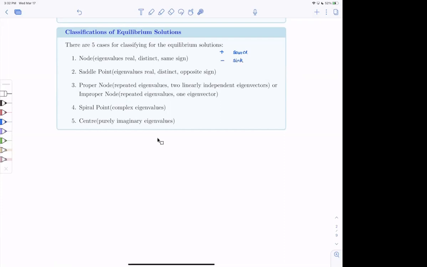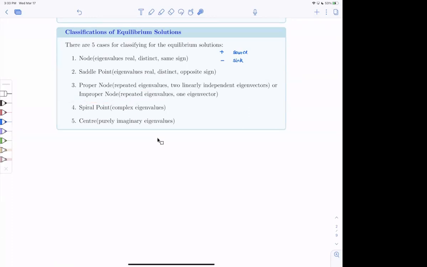The second one is the saddle point, when your eigenvalues are real and distinct, and they have opposite signs, which means one is positive and the other one is negative. The third one is called a proper node. This is when you have a repeated eigenvalue and 2 linearly independent eigenvectors, which means you have a repeated eigenvalue but it's not defective. If you have a repeated eigenvalue and it's defective, then it's called an improper node. And they look different as well, so I'll show you the graph later.